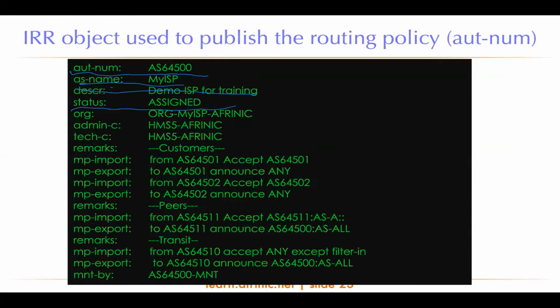Now, the customers. The first customer was 64501. From customer 64501, I want to accept what they are originating. To customer 64501, I want to announce everything that I have because I am their transit provider. They should pass through me to go to the internet and everywhere else. Same policy applies for customer 2 because these are my customers. I will accept what they are sending to me, and that is tied to their ASN, and then I will send to them everything that I have, any network I know.